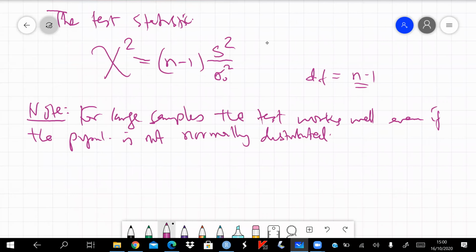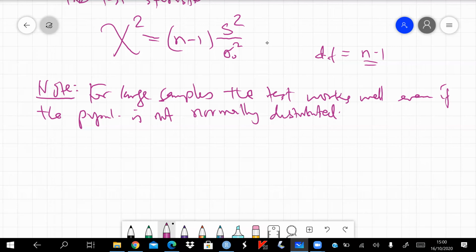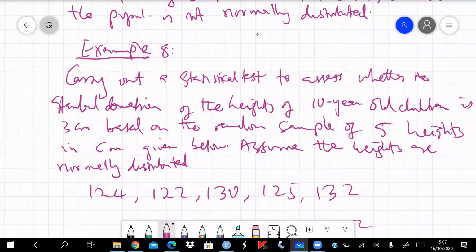Okay, so let's have some example. This should be our example number 8. Example number 8. So this is the example.